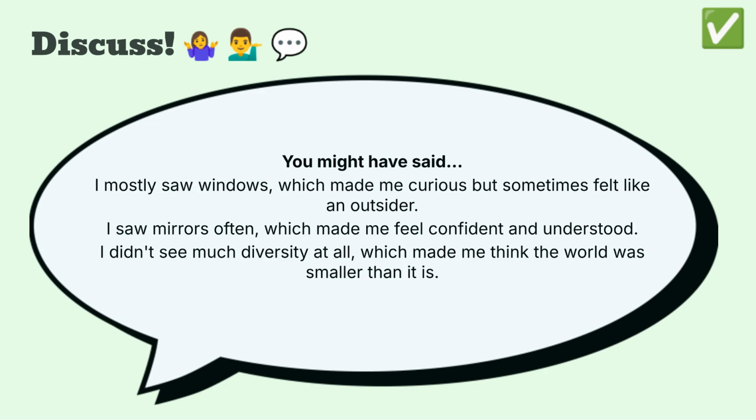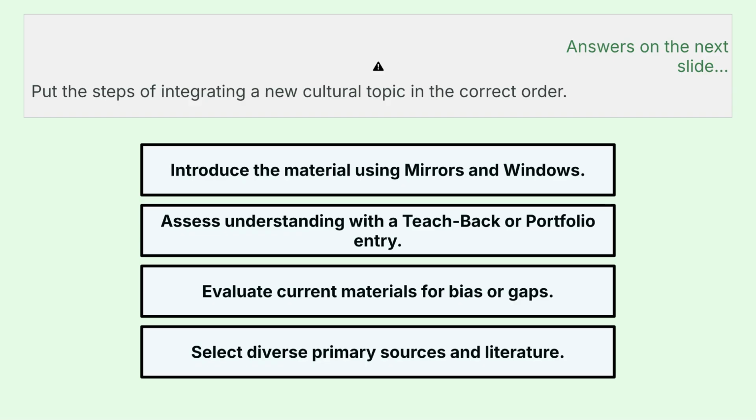You might have said, I mostly saw windows, which made me curious but sometimes felt like an outsider. I saw mirrors often, which made me feel confident and understood. I didn't see much diversity at all, which made me think the world was smaller than it is. What's the right order? Put the steps of integrating a new cultural topic in the correct order.